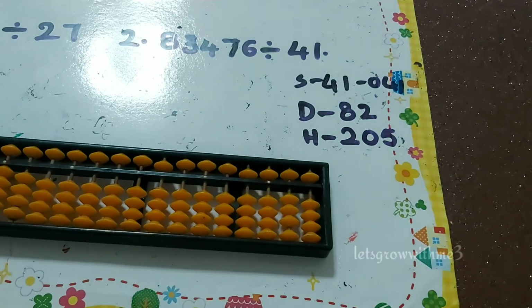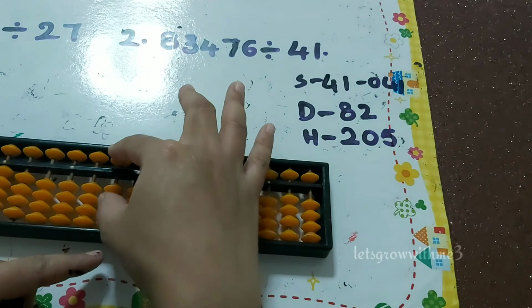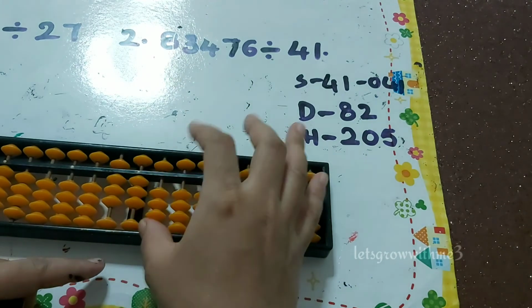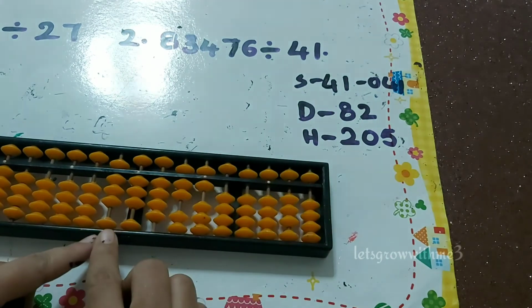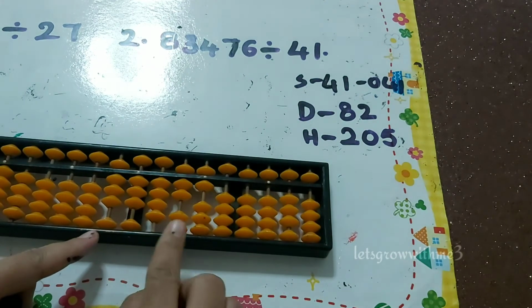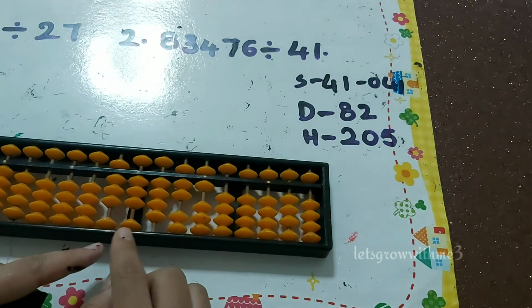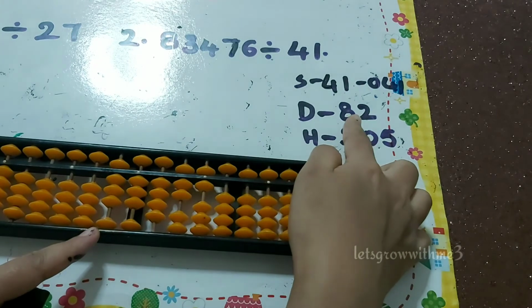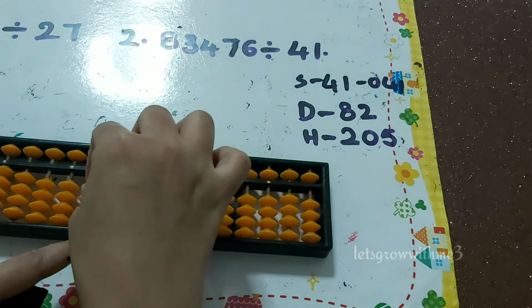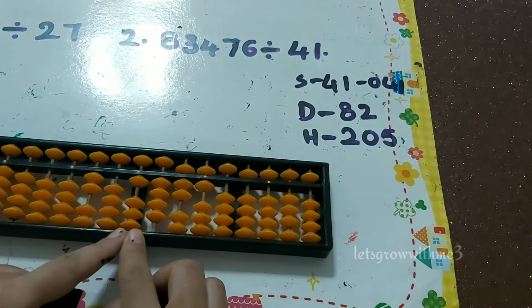Okay, so now here also same row we need to put our question. So 8, 3, 4, 7, 6. Okay, same positions 8, 3, 4, 7, 6. Okay, so first I will consider 2 digits, which is 83. So not exactly, near to 2 times. So which is 82 you have to remove. Okay, that's it. Now my remainder is 1.